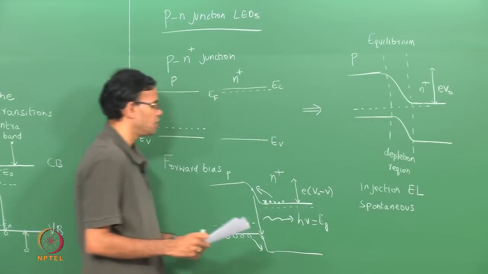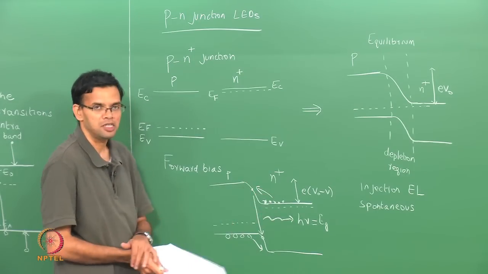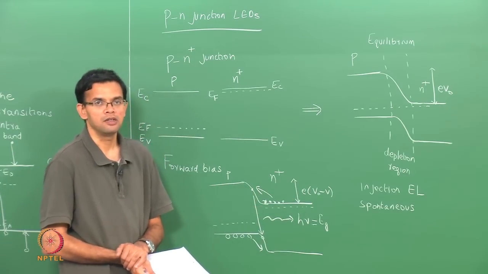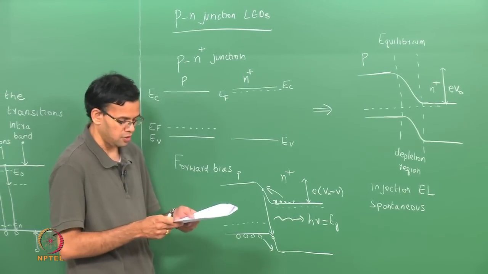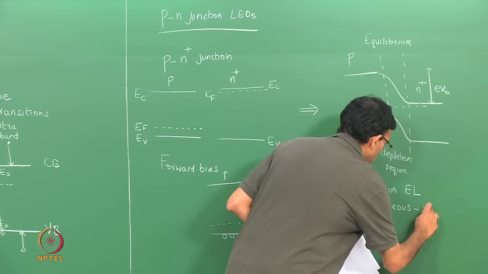So, electrons and holes can recombine not only in the depletion region, they can also recombine within the bulk of the material. So, the formation of light is a spontaneous process and it occurs randomly in all directions.